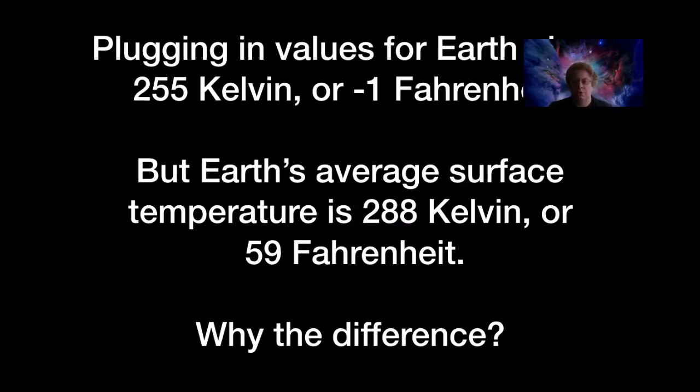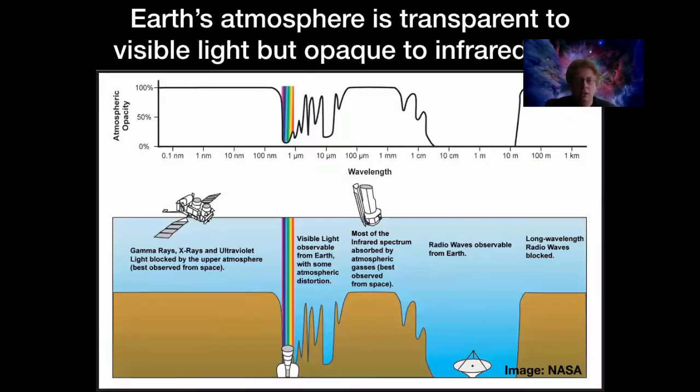Overall, Earth's temperature is about 288 Kelvin on average, or about 60 degrees Fahrenheit. So why is there a difference between what we calculate with this equation and what we actually find to be the case? And the answer is that Earth's atmosphere blankets us somewhat.